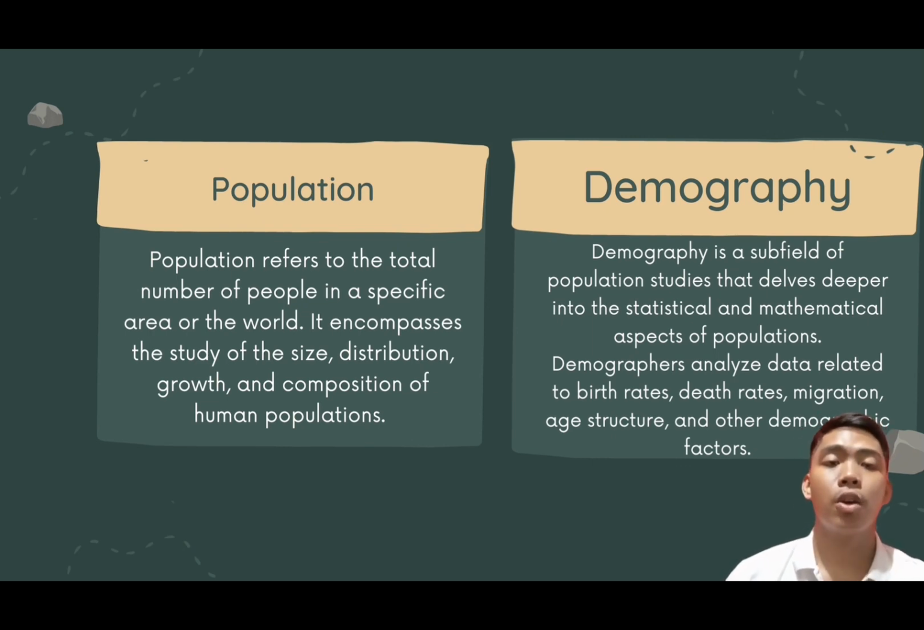Population. So, population refers to the total number of people in a specific area or the world. It encompasses the study of the size, distribution, growth, and compositions of human populations. Population studies help us understand how the number of people in a region changes over time and how these changes impact various aspects of society, such as resources, infrastructures, and services.